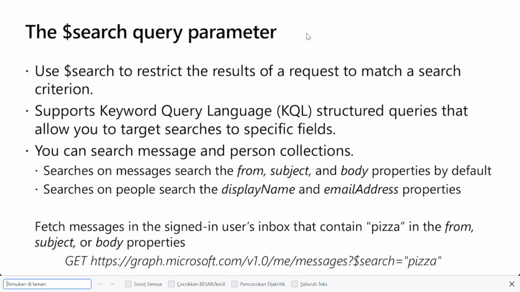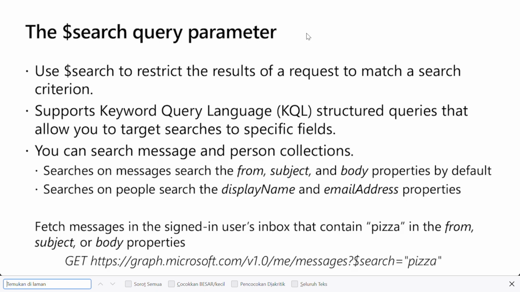You also have the ability to do a search query. Here in this example, you'll use the search query to restrict the results to a specific match based on your query. It does support keyword query language, so think of it as structured queries that allow you to target searches to specific fields. And then you can search messages and person collections, as an example. So here you're searching on messages, maybe from the subject or the body. Maybe you're searching on people by the display name or their email address.